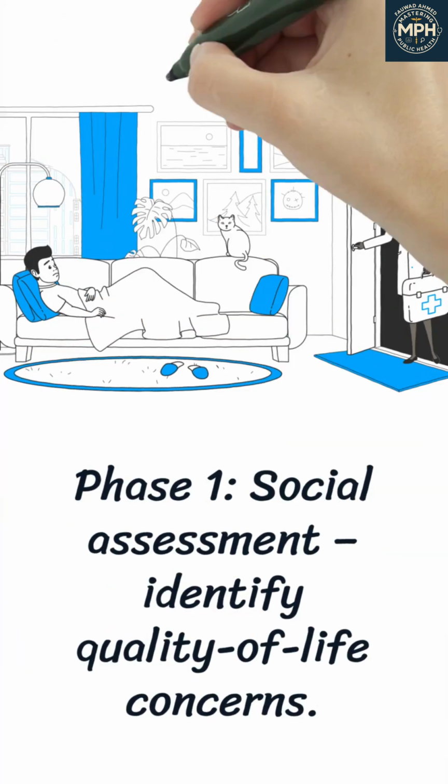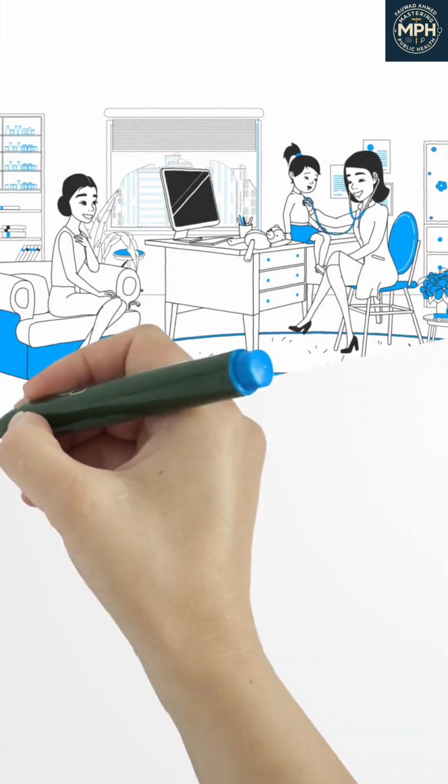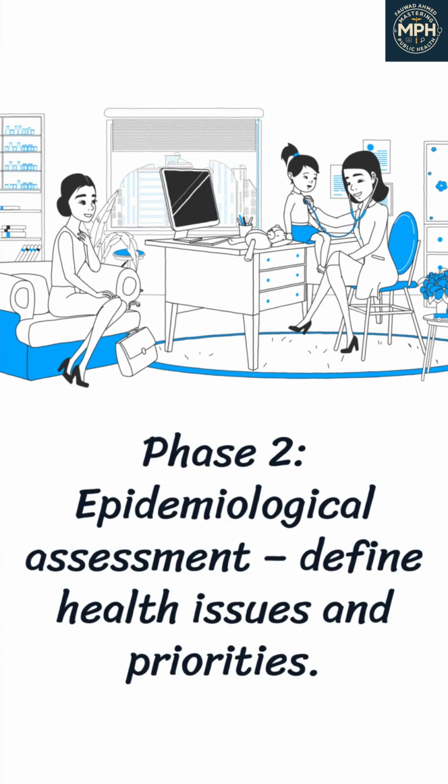Phase 1, social assessment: identify quality of life concerns. Phase 2, epidemiological assessment: define health issues and priorities.